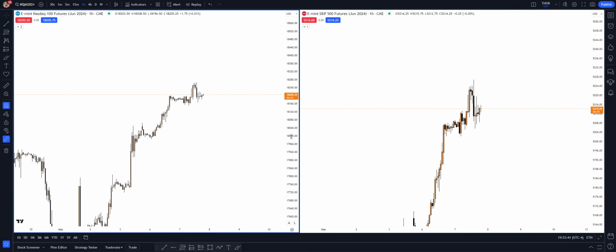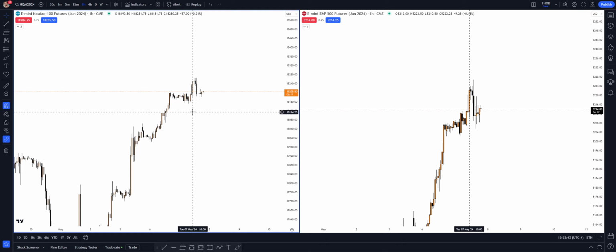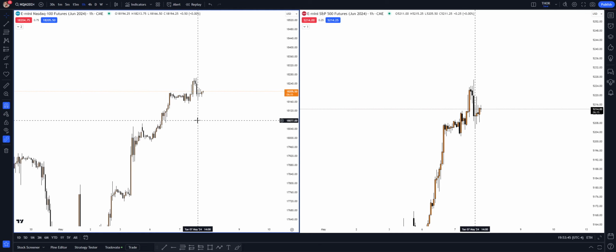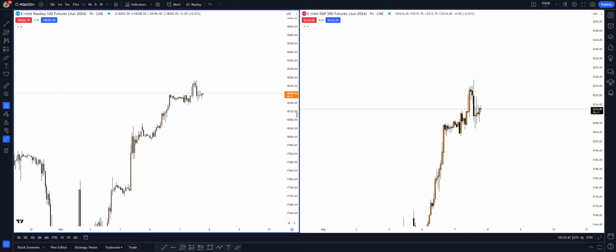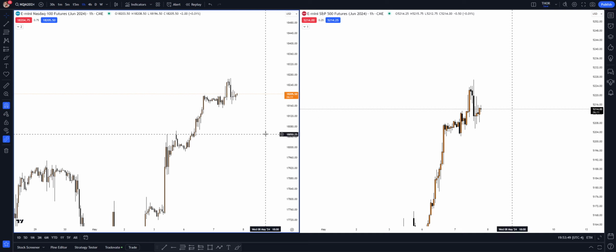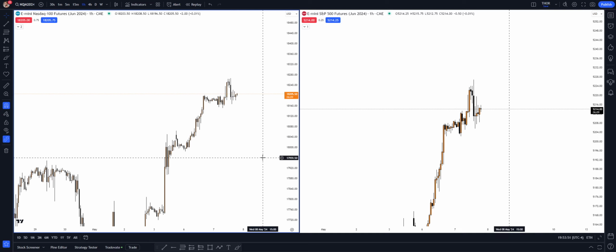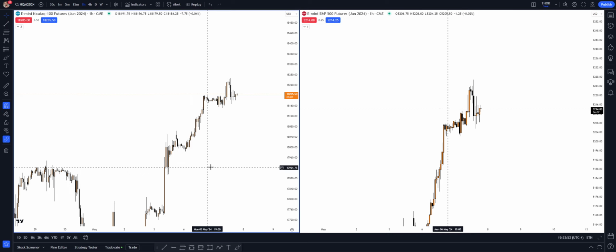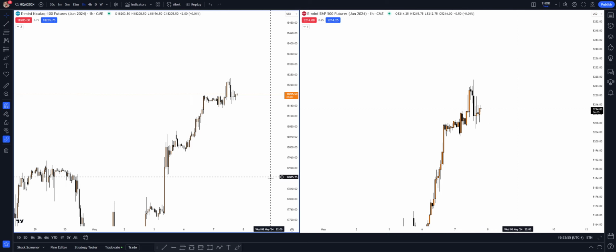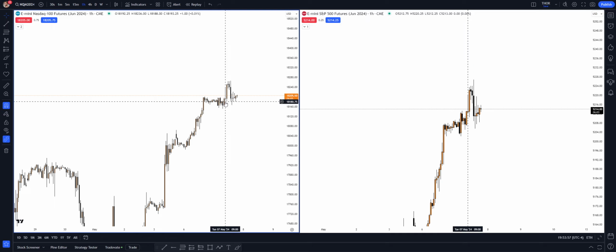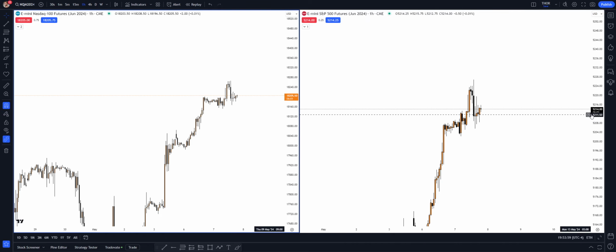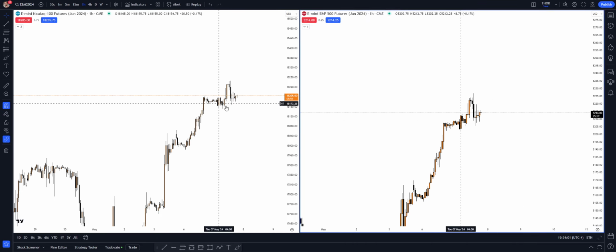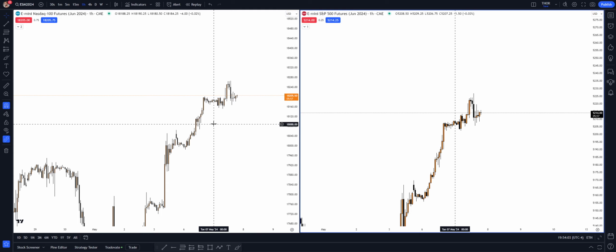Hello guys, in this video I'm going to quickly review today's market, the price action from today, and today's date is May 7th. So before New York open, I'm on the hourly chart right now. You see Nasdaq on the left hand side and ES on the right hand side.